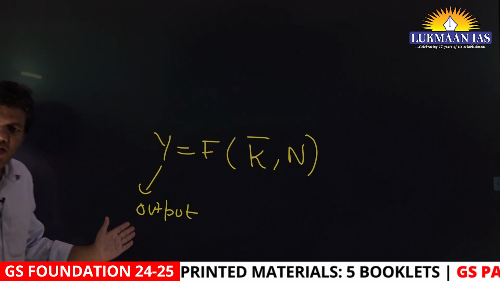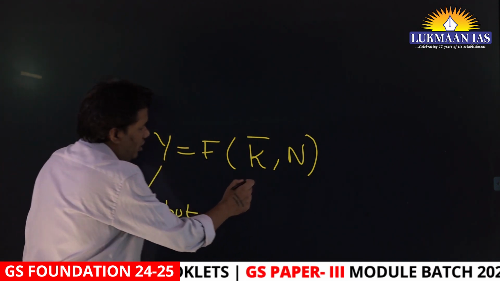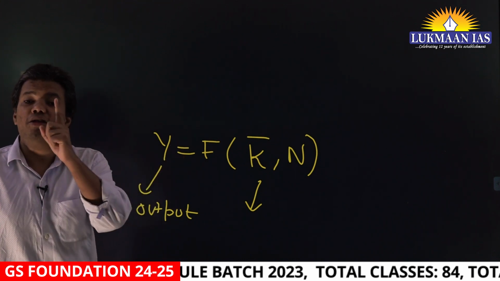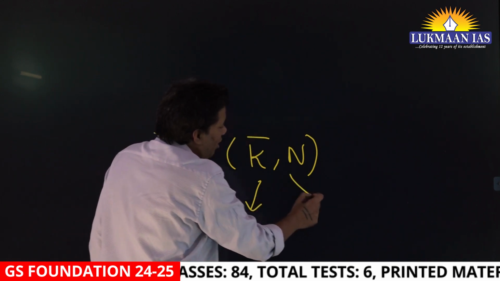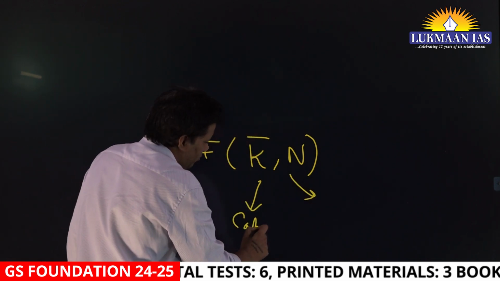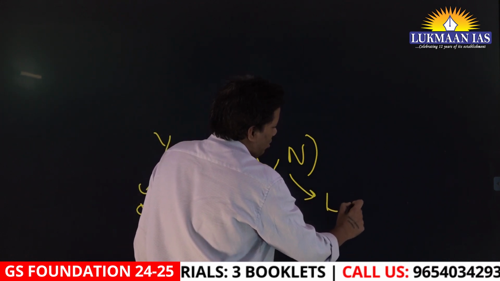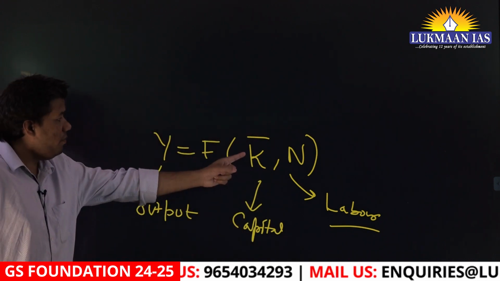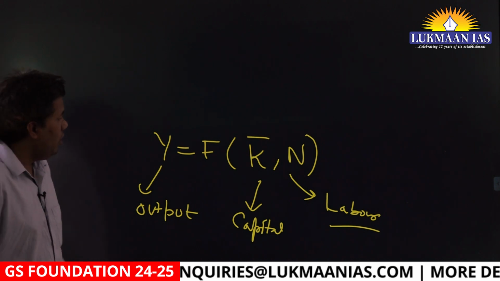Let's say you are measuring GDP, income. So this is your output, and this is a function. Here K stands for capital, and the bar indicates it is constant in the short term, right? And N is your labor. So what is the important point? In the short run, capital is assumed constant.